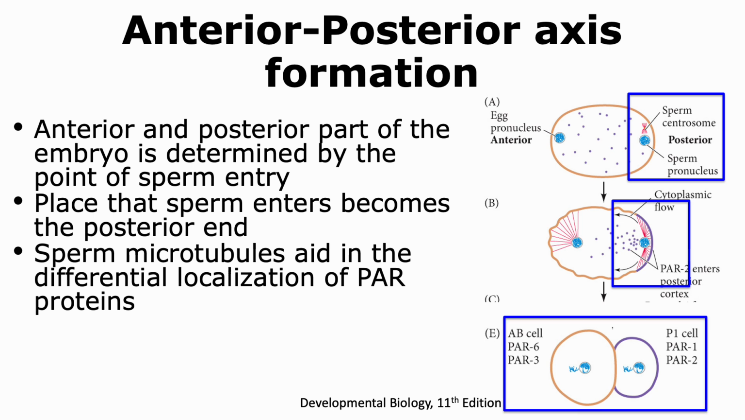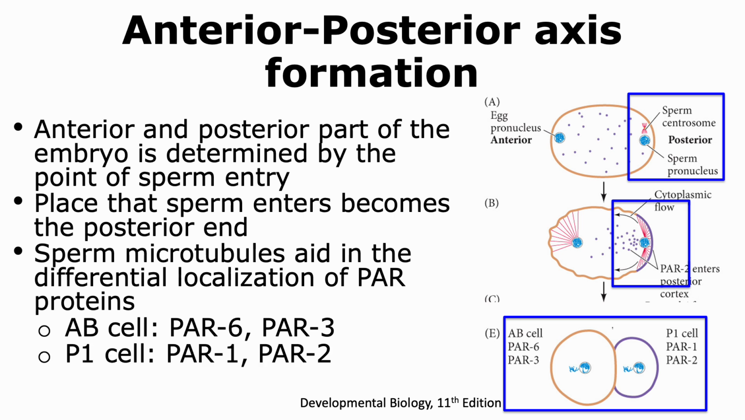Thus, when cell division happens, we will see that there is a distribution of the PAR proteins in such a way that the AB cell will have the PAR proteins PAR6 and PAR3, whereas the P1 cell will have the PAR proteins PAR1 and PAR2. Thus, we can see the differential expression of PAR proteins in the AB cell and the P1 cell, and this is what helps form the anterior-posterior axis in the case of C. elegans.